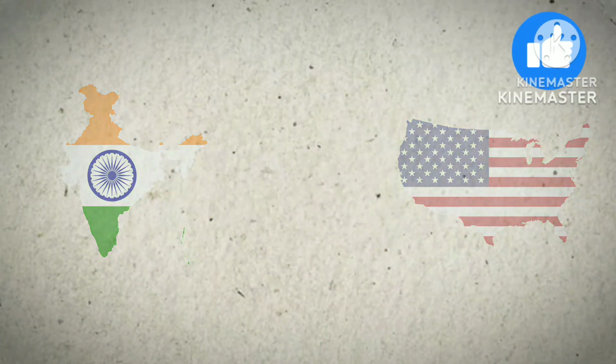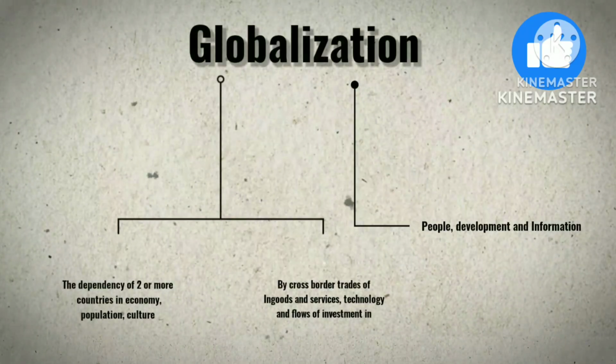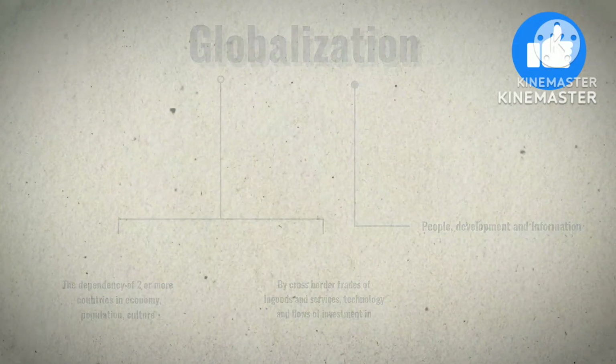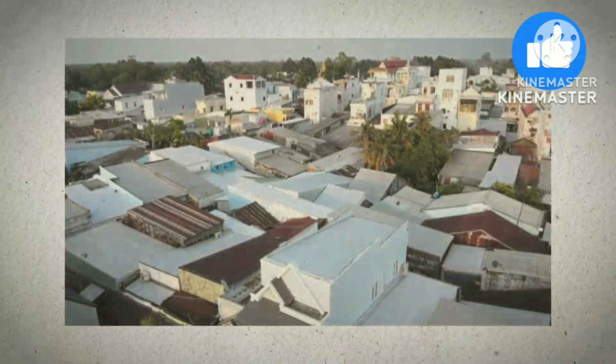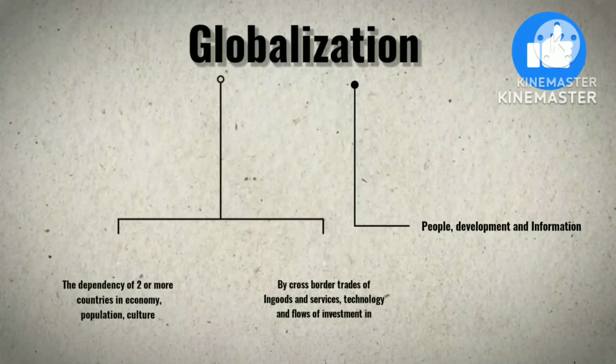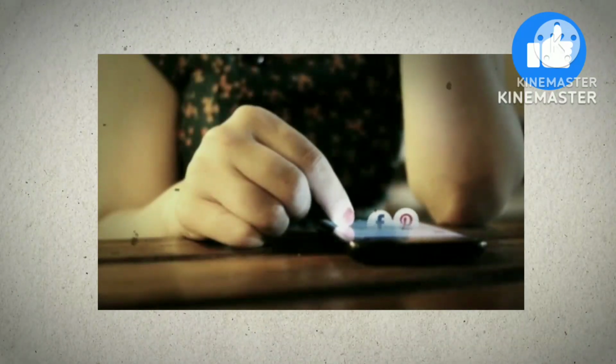Now, the second statement is, what is it interdependent on? It is interdependent on culture and population. The third statement is, how are they brought together? By the cross-border trade of what? The goods and services, technology, and the investment in the people, development, and information.